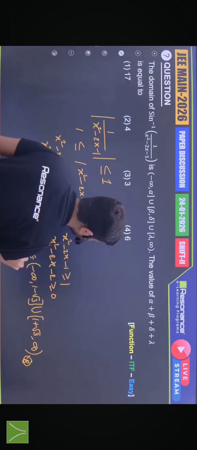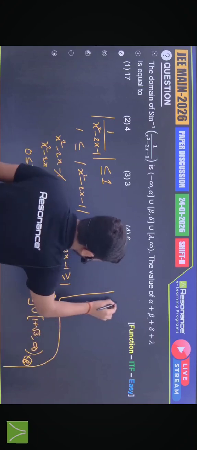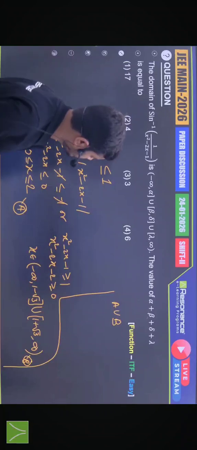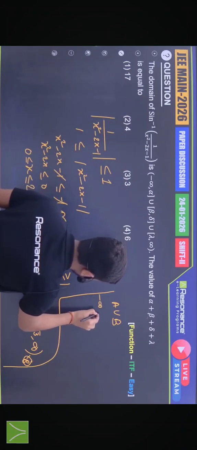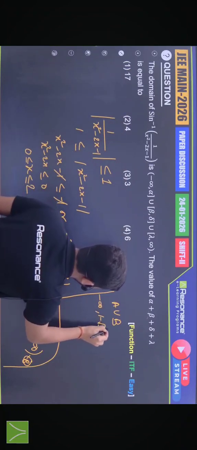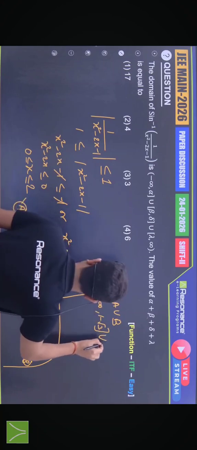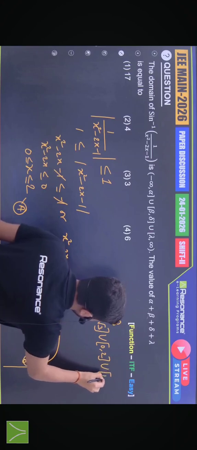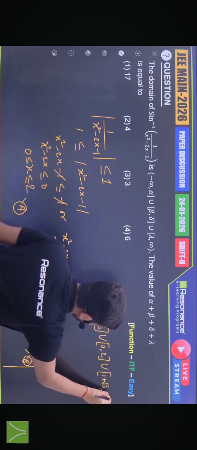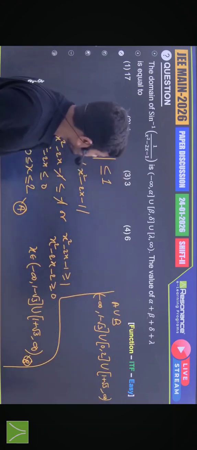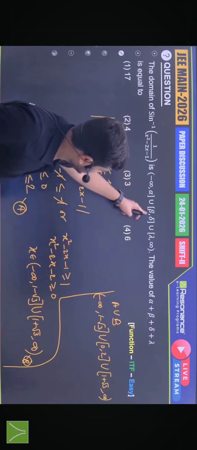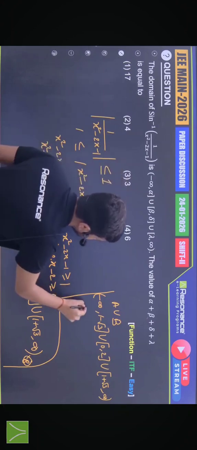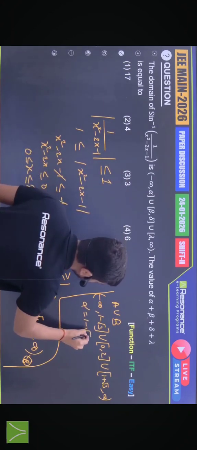Your answer is A union B. If you take A union B, you will get minus infinity to 1 minus root 3 union 0 to 2 union 1 plus root 3 to infinity. So from here you can get alpha, beta, delta, lambda, everything. So what is alpha? Alpha is 1 minus root 3.